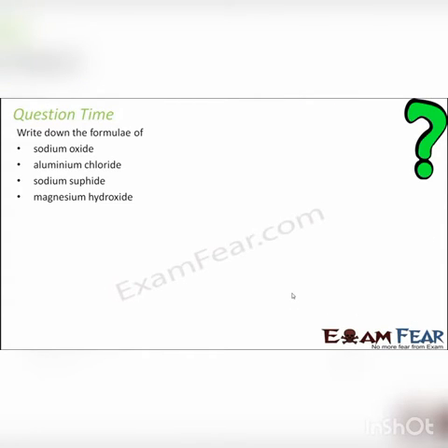Let's take some more numericals to clarify our concepts. You have to write down the formula of sodium oxide, aluminum chloride, sodium sulfide, magnesium hydroxide. Let's write for sodium oxide, sodium and oxygen. Sodium is metal, oxygen is non-metal, sodium is written first. Let's do the valency balance. Sodium is plus 1, oxygen is minus 2. So this becomes 2, this becomes 1. This is Na2O. That is the formula.